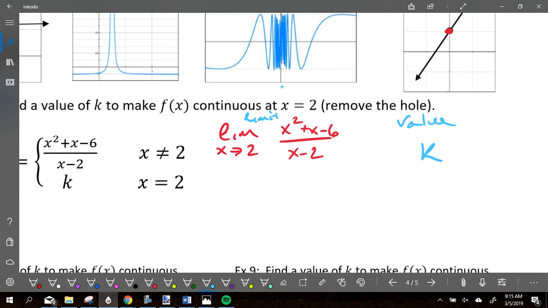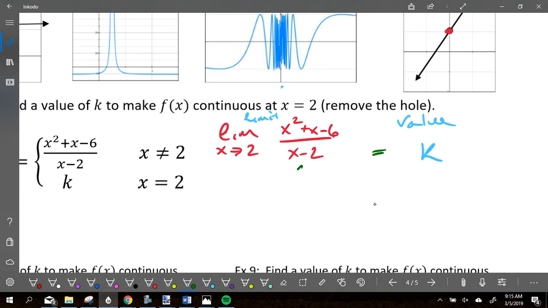In order for this thing to be continuous, what needs to be true about these two equations? They need to be equal to each other. If the limit is equal to the value, then I've succeeded. All right, cool. I'm going to find the limit. Well, how do I find the limit? I plug 2 in and I see what I get.